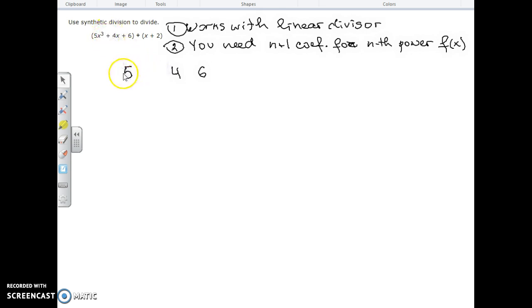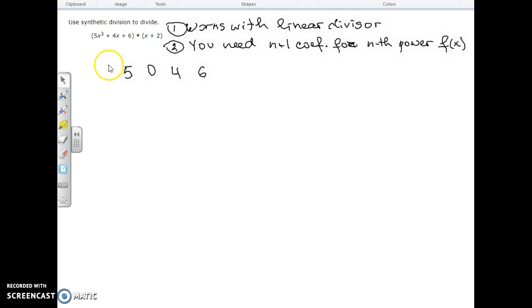So I need to have the coefficients in descending order. This is my leading coefficient, 5. Then in front of x squared, even though I don't see it, that is the same as saying I have plus 0 x squared plus 4x plus 6. Okay, so we have to add that 0.